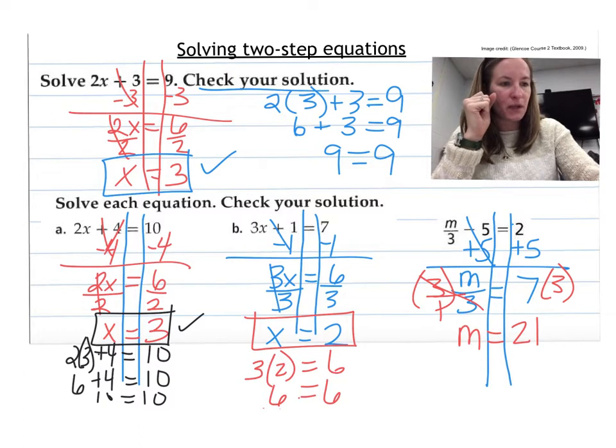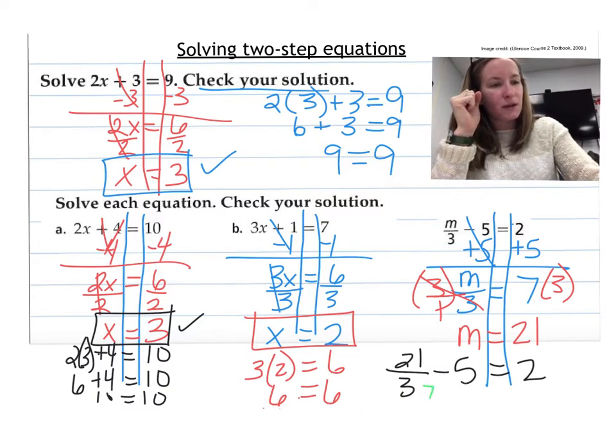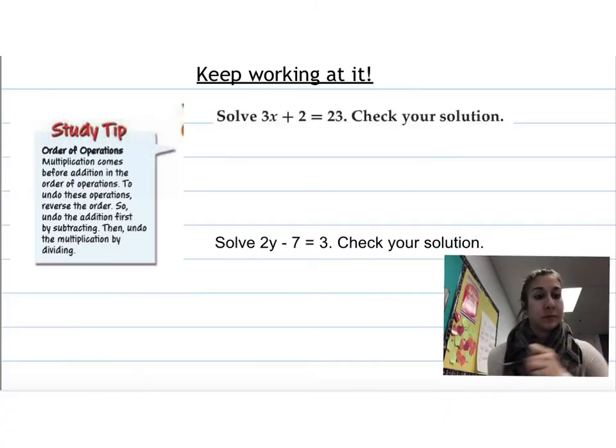Let's check it. So let's plug it in. 21 divided by 3 minus 5 equals 2. A lot of you are plugging it into not the original to make it work for you. Don't do that. 7 minus 5 equals 2. 2 equals 2. 21 is correct.